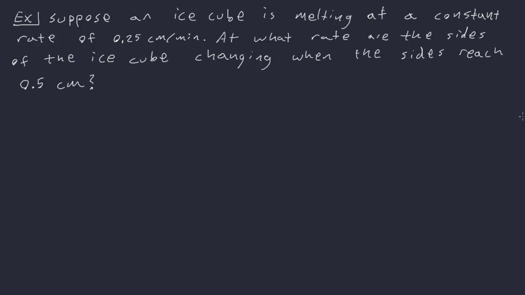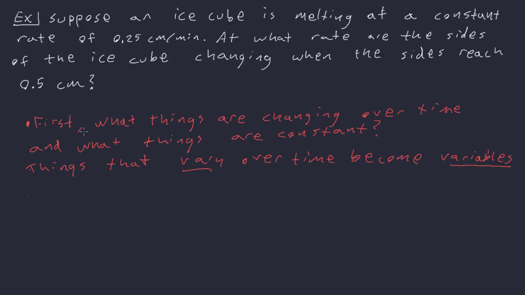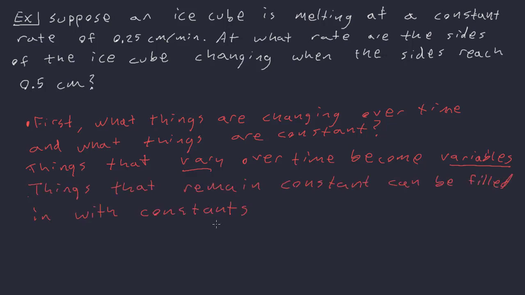Now, what we need to establish is what things are changing over time and what things remain constant. To start off with, we need to ask ourselves what things are changing over time and what things remain constant. Things that vary over time become variables. Things that remain constant we can fill in as constants.